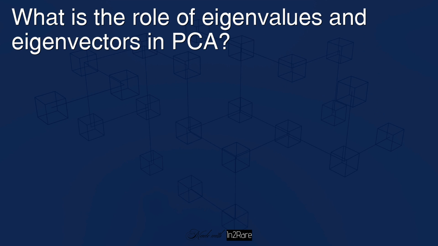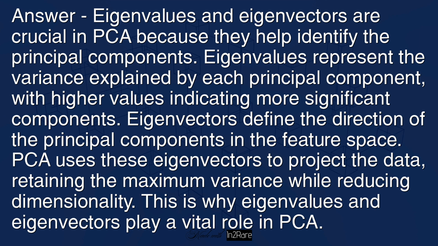What is the role of eigenvalues and eigenvectors in PCA? Answer: eigenvalues and eigenvectors are crucial in PCA because they help identify the principal components. Eigenvalues represent the variance explained by each principal component, with higher values indicating more significant components. Eigenvectors define the direction of the principal components in the feature space. PCA uses these eigenvectors to project the data, retaining the maximum variance while reducing dimensionality. This is why eigenvalues and eigenvectors play a vital role in PCA.